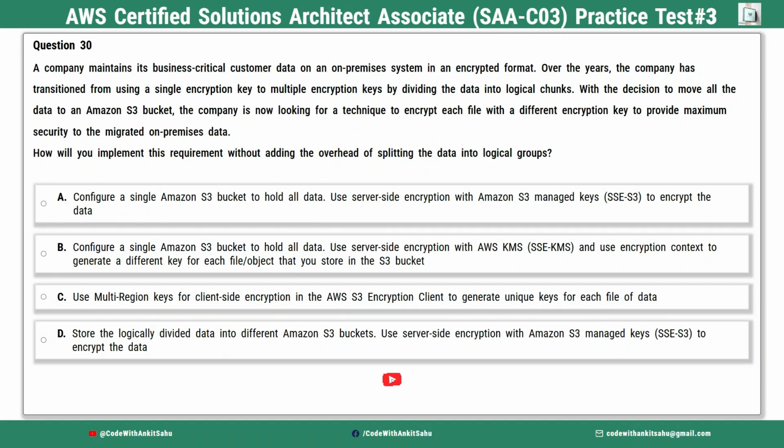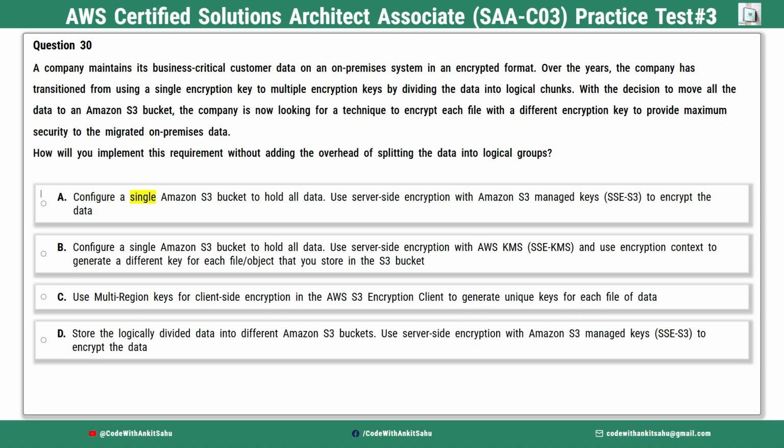Question 30. A company maintains its business-critical customer data on an on-premises system in an encrypted format. Over the years, the company has transitioned from using a single encryption key to multiple encryption keys by dividing the data into logical chunks. With the decision to move all the data to an Amazon S3 bucket, the company is now looking for a technique to encrypt each file with a different encryption key to provide maximum security to the migrated on-premises data. How will you implement this requirement without adding the overhead of splitting the data into logical groups?